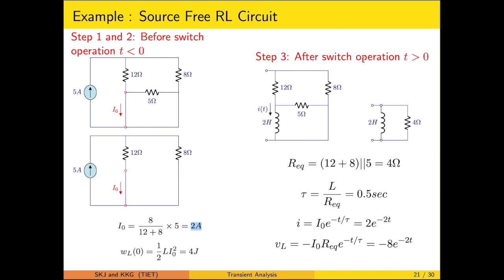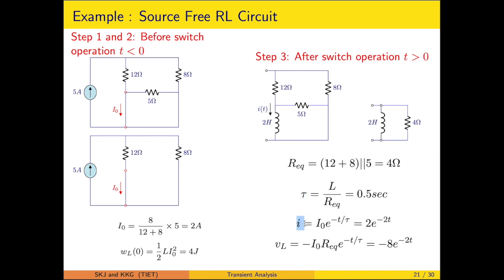When the switch is operated, the circuit will look like this. There is no external supply; it is a free response arrangement. Because of this, the 12 ohm and 8 ohm are in series, resulting in 20 ohm. That 20 ohm will be in parallel with the 5 ohm, giving an equivalent resistance of 4 ohm. Because of this equivalent resistance and the inductance value, we calculated the time constant as 0.5 seconds.